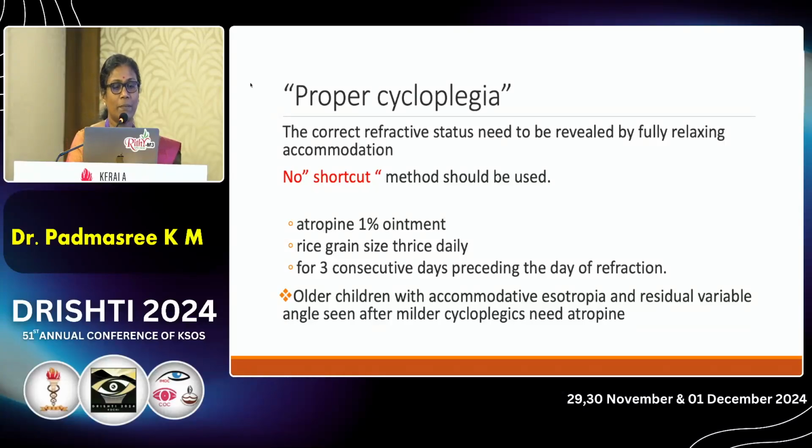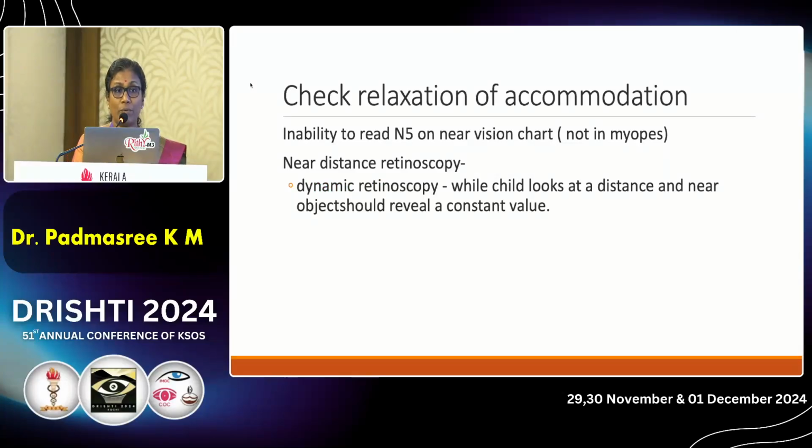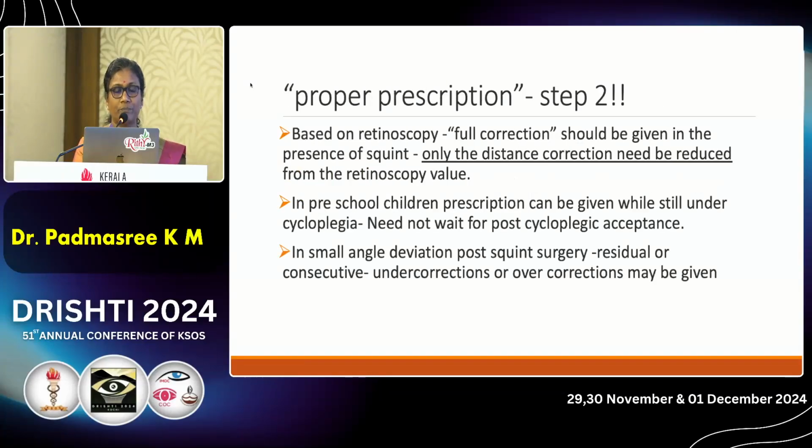So atropine 1% ointment, rice grain size, twice or thrice daily for 3 consecutive days preceding the day of refraction should be used. And in older children, if you see a residual variable angle after milder cycloplegics, you have to go for an atropine refraction. When they come for retinoscopy, see that the relaxation of accommodation is there, by doing a dynamic retinoscopy.